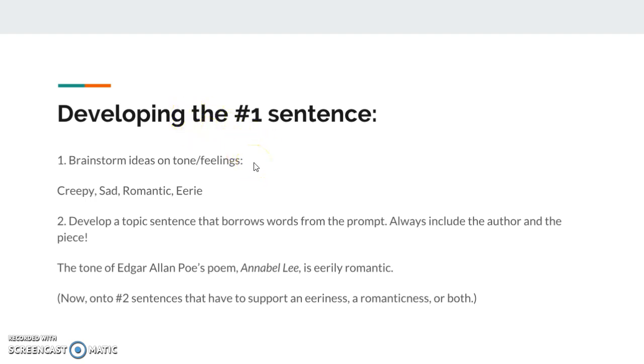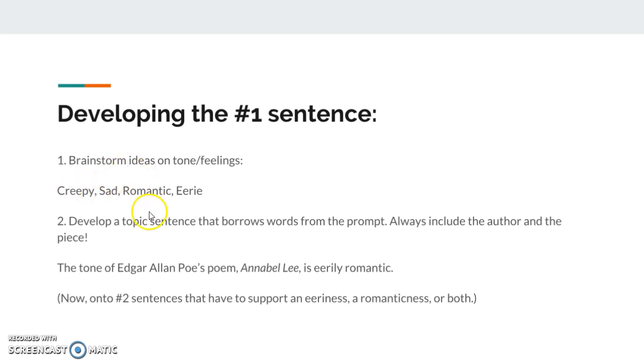Now, I'm familiar with Annabel Lee. It's in your course, so many of you should be familiar. It's around Assignment 5. It's a wonderful poem by Edgar Allan Poe. So the feelings that I had, or the tone, it felt creepy, feels a little sad. It's kind of romantic. Actually, it's sort of terribly romantic. It's a little eerie. So those are the feelings that came up in me. So that's what I brainstormed.